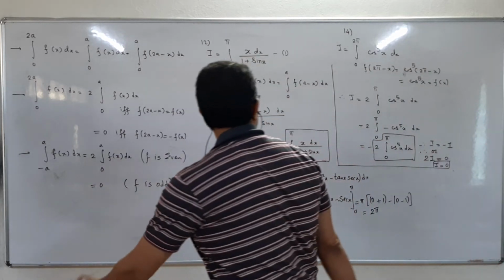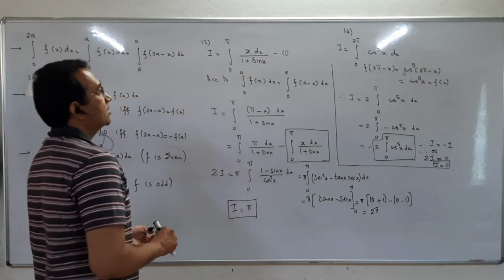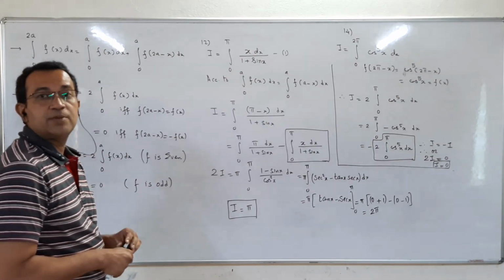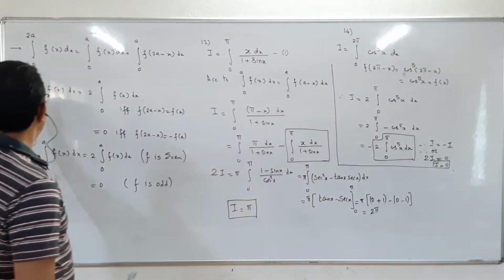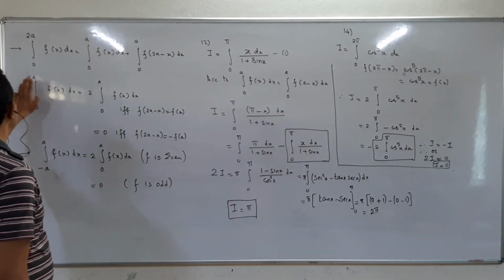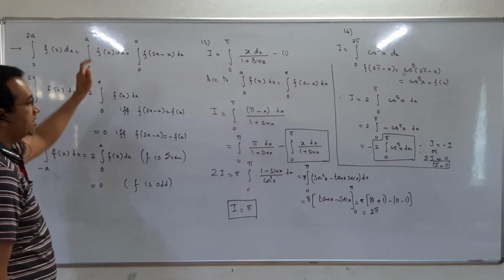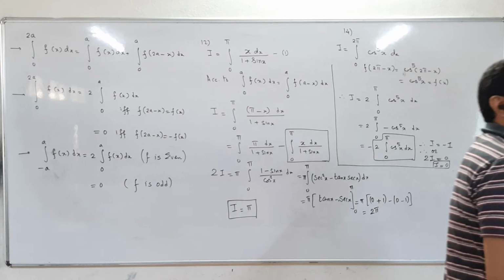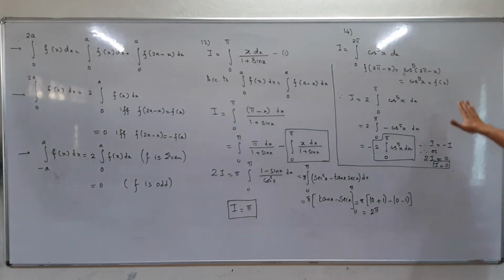So this is also, you can say, a very important concept. Otherwise, simplifying cos x raised to 5 will be a very lengthy process. So first we apply this property, integration 0 to 2a of f(x) dx is twice integration 0 to a of f(x) dx, provided f of 2a minus x is same as f(x).